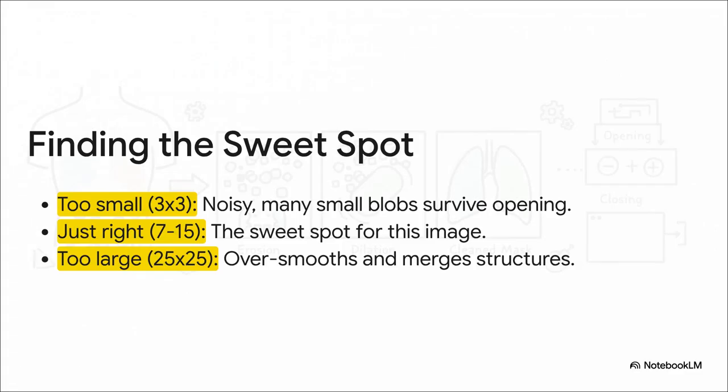So let's break that down. A kernel that's too small, like the 3x3, it's just not strong enough. See how it leaves a bunch of noise behind? But one that's way too big, like the 25x25, is total overkill. It smooths everything out so much that it actually starts to merge things that shouldn't be merged. The sweet spot, at least for this particular image, is that 7x7 kernel. It's got the perfect balance of being aggressive enough to clean the noise, but gentle enough to preserve the important details.